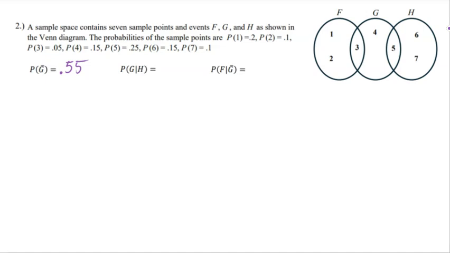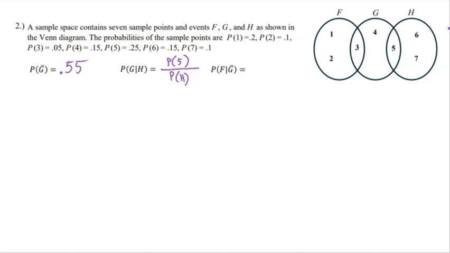Now we want, what is the probability of G given H? This is a conditional probability. So we first need to find out the probability of H. Probability of H has to go on the bottom, and then in the numerator has to be the probability of everything that's in G that is also in H. Well, the only thing in H that's also in G is 5. And so the numerator here is just going to be the probability of 5 over the probability of H.